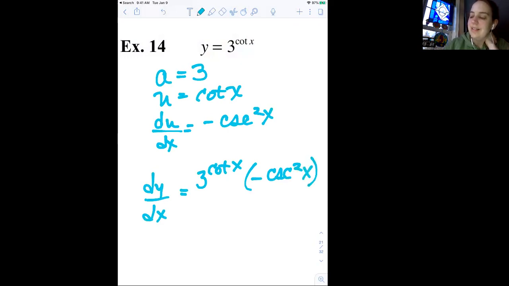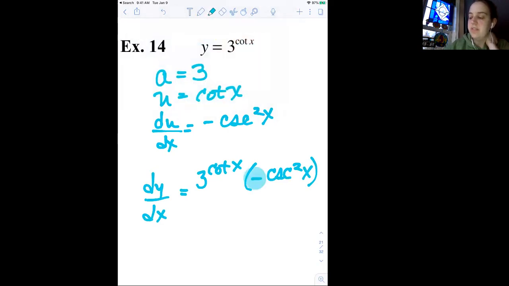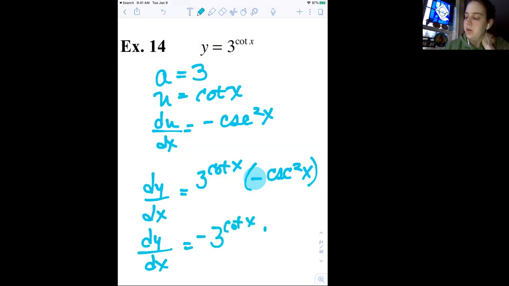Is there anything to simplify? Not really. The only thing you want to be on the lookout for is this negative sign. If you have messy handwriting or you don't use the parentheses, and I've noticed a bunch of you don't, it could look like subtraction. So you want to move that negative to the front. dy/dx is negative 3 to the cotangent x, cosecant squared of x. And there's our answer.